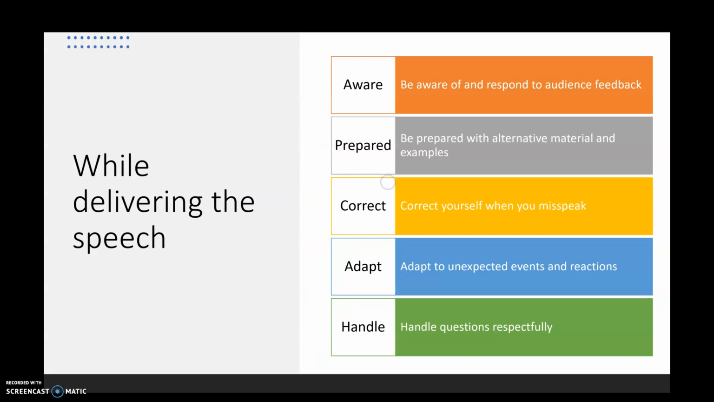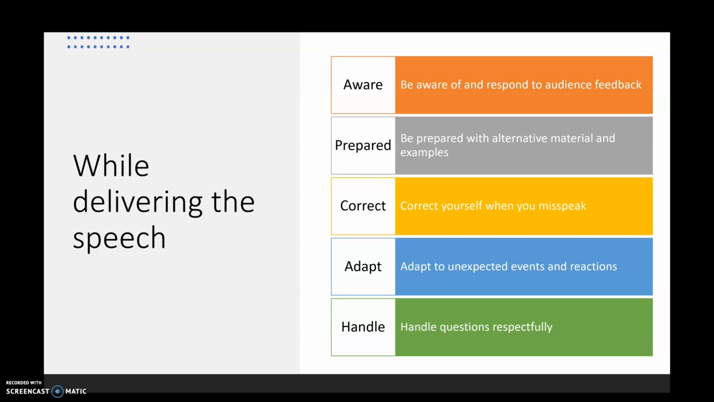So adapting. During a speech, there will often be times where maybe things don't go according to plan and you need to adapt. So while delivering the speech, you want to be aware of and respond to audience feedback. If your audience looks bored, you might want to try something different than you had planned. If they look jittery and like they just really want to move around, or if they're looking at their phones, if you can, that's a good time to suggest a break, things like that.